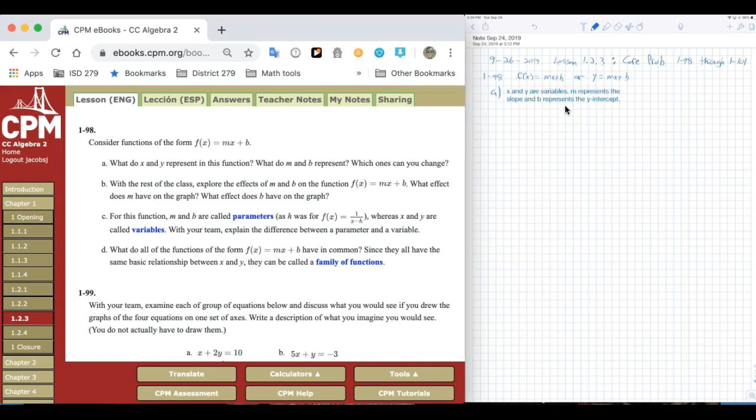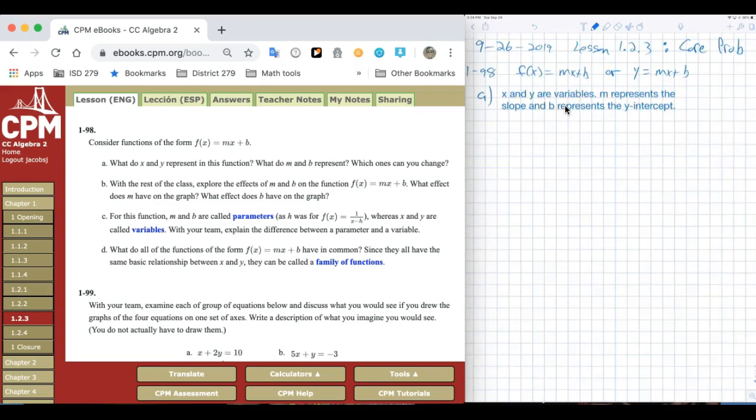So which ones can change? Well, you can change the slope and the y-intercept, so you can change m and b. And what we're going to do is explore what happens when you do change m and b. So with the rest of the class, explore the effects of m and b on the function. What effect does m have on the graph? What effect does b have on the graph?